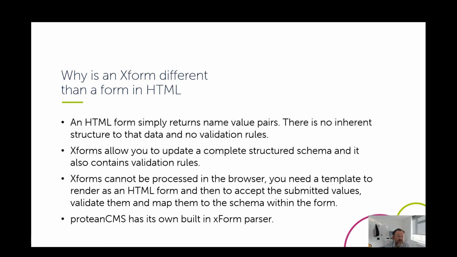So why is an Xform different from a form in HTML? An HTML form simply returns name value pairs. There's no inherent structure to that data and no validation rules. Xforms allow you to update a complete structured schema, and they also contain validation rules. Xforms cannot be processed in the browser. That was never built in as a standard. You need a template to render the HTML form, and then you need to accept the submitted values, validate them, and map them to the schema within the form.